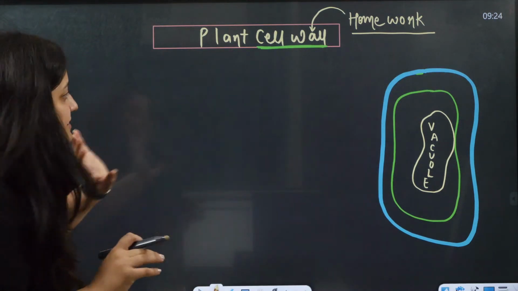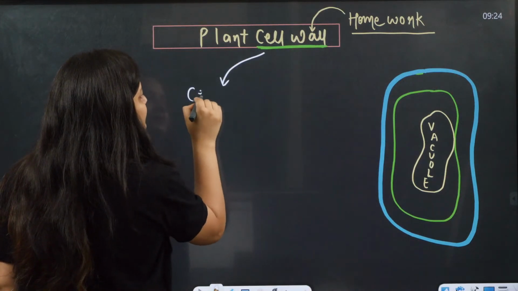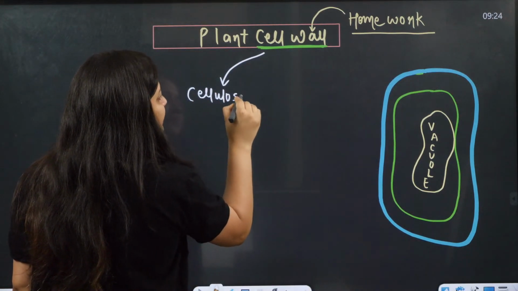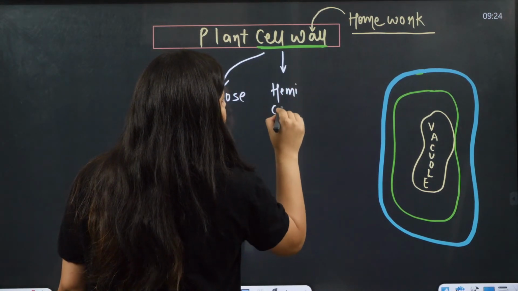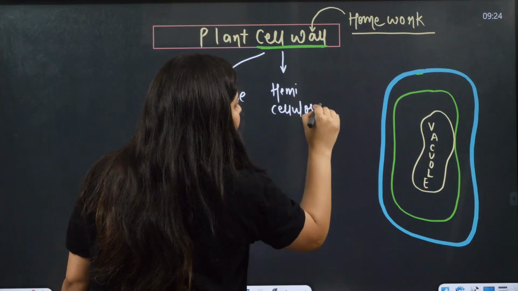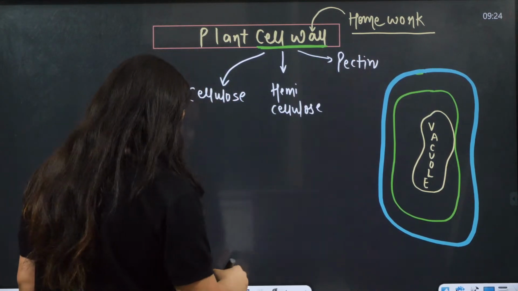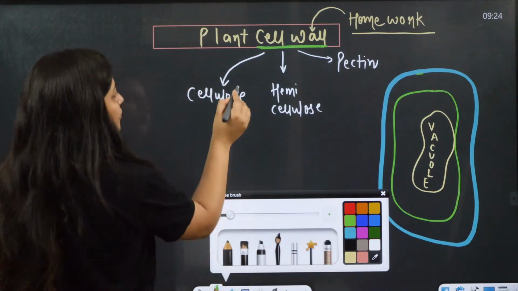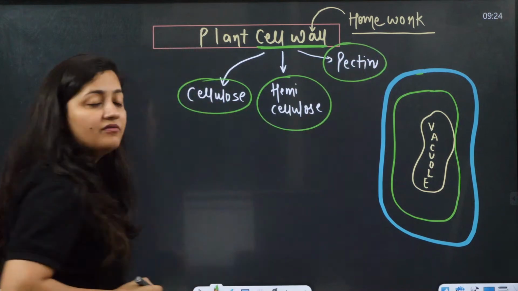Done? So this is about the cell wall. Now when you talk about the composition, in the cell wall we will be having the cellulose, hemicellulose will also be there, and even the pectin is present in the cell wall. So what is the composition of the cell wall? Cellulose will be there, hemicellulose will be there, pectin will be there.